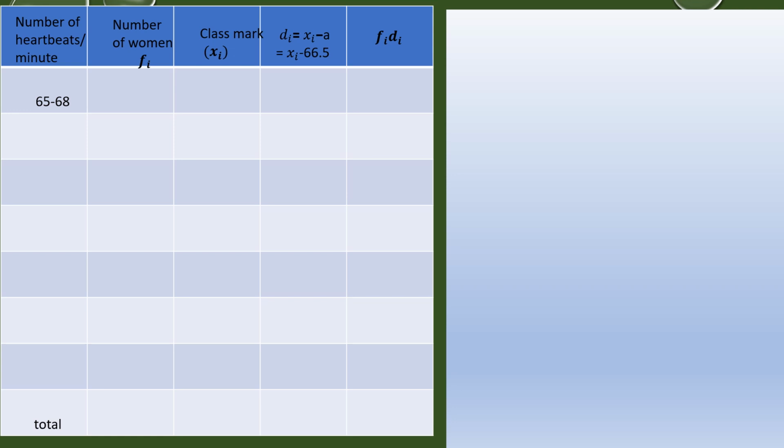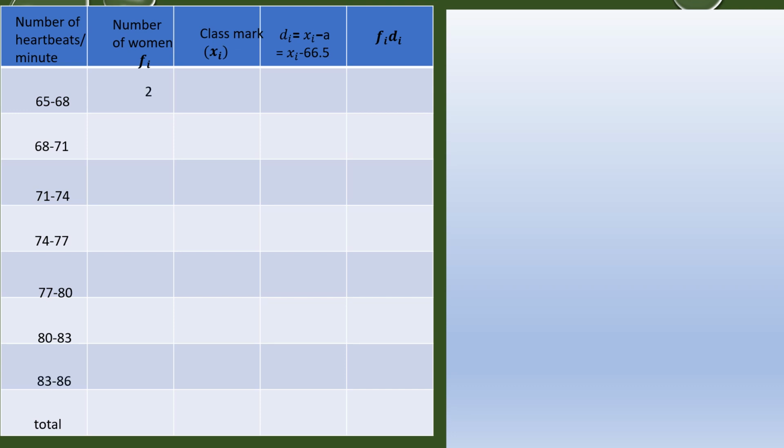Now here if you observe the class intervals: 65 to 68, then 68 to 71, 71 to 74. You observe that the upper boundary of one class and the lower boundary of the next class are the same. So these classes are called exclusive classes. So we see these exclusive classes are given. Then 74 to 77, 77 to 80, 80 to 83, and 83 to 86.